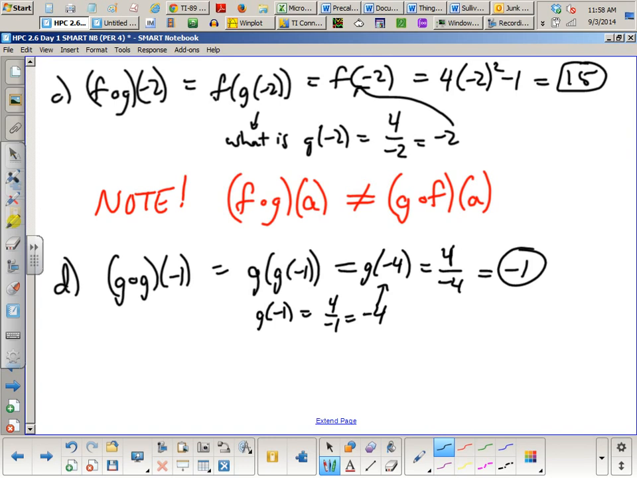And somebody asked a question last period about this particular example. They said, if I do GOG of 10, is it going to come out to 10? Because GOG of negative 1 came out to negative 1. The answer is, in this problem, yes, because 4 over x is its own inverse function. So it doesn't matter if you do GOG of 20, you're going to get 20. GOG of a million is going to come out to a million. But generally, the answer to that question would be no. For example, FOF of 10 would not come out to 10.